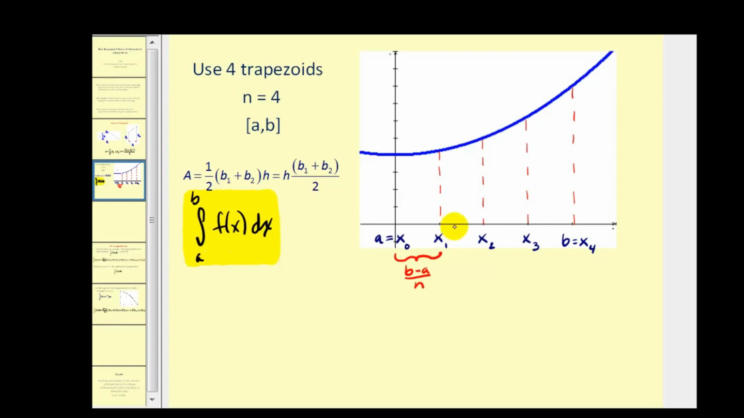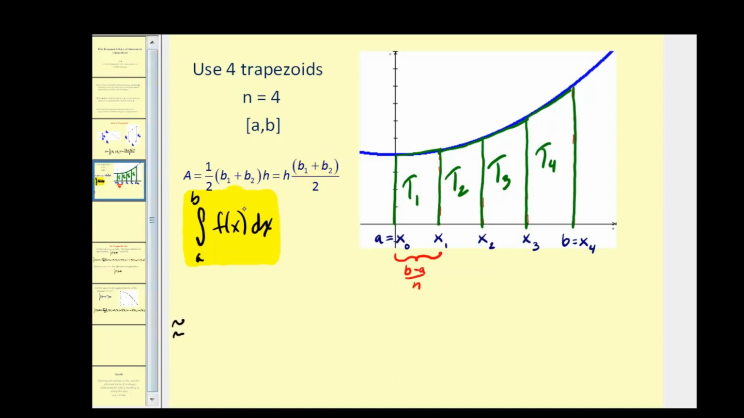Next, we would construct our 4 trapezoids. So they would look like this: our first trapezoid, our second trapezoid, our third trapezoid, and our fourth trapezoid. And we can see this is going to be a pretty good approximation of this definite integral. Let's go ahead and label this trapezoid 1, trapezoid 2, 3, and 4. Remember, the area for a trapezoid is 1/2 times the quantity base 1 plus base 2 times the height. But we're going to use it in this form: the height times base 1 plus base 2, divided by 2.